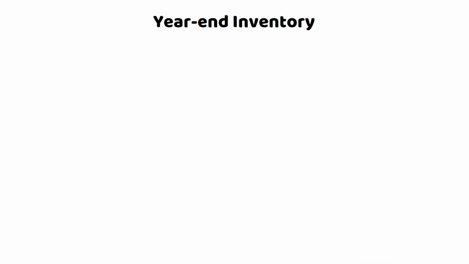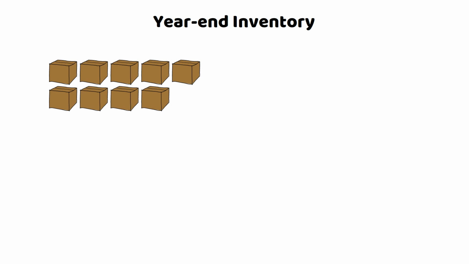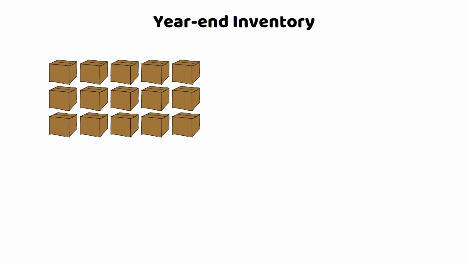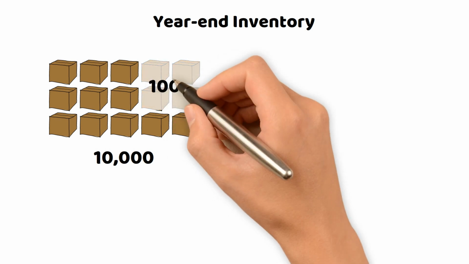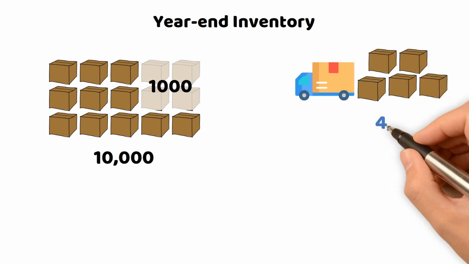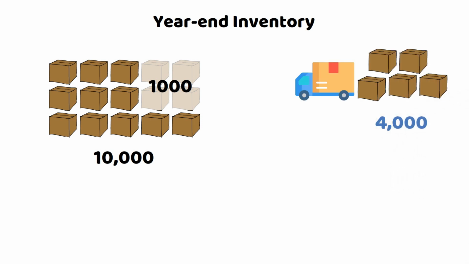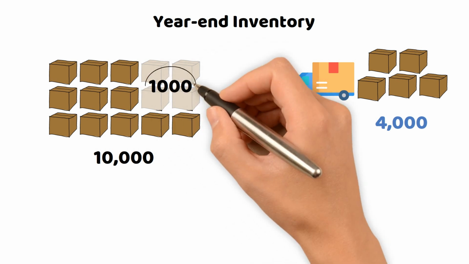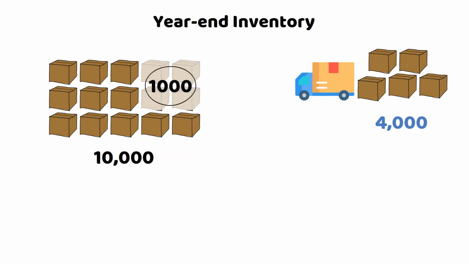Year-end inventory. A company should include only the units it owns and controls in its year-end inventory. Assume a warehouse contains 10,000 units, of which 1,000 were damaged by flood and are not sellable. Another 4,000 units are purchased from a second company, but are still in transit at the end of the year. The 1,000 damaged units are not sellable and should not be included in the year-end inventory.